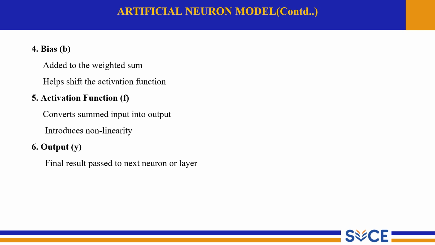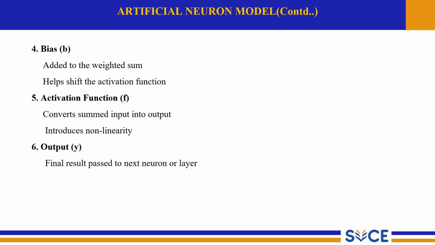Fifth one is the activation function. The activation function takes the weighted sum plus bias and converts it into the neuron's output. This function introduces nonlinearity, which is crucial because most real-world problems are nonlinear. Common activation functions include sigmoid, tanh, ReLU, and softmax, each with specific use cases in hidden or output layers.